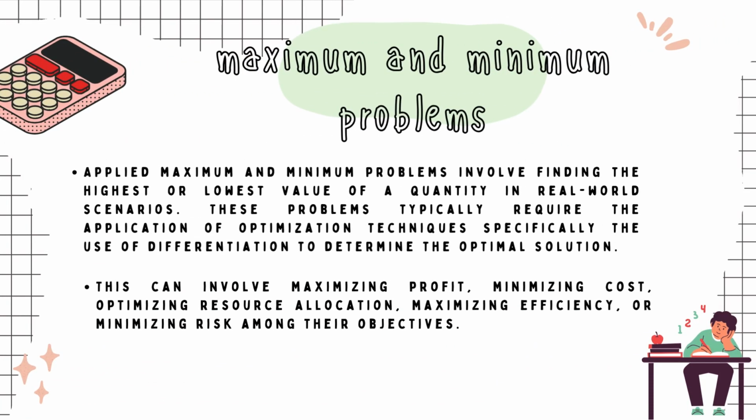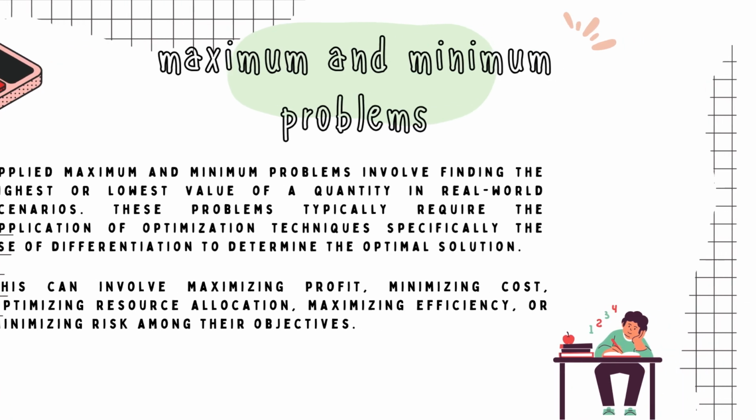Maximum and minimum problem. Applied maximum and minimum problems involve finding the highest and lowest value of a quantity in real-world scenarios. These problems typically require the application of optimization techniques, specifically the use of differentiation to determine the optimal solution. This can involve maximizing profit, minimizing costs, optimizing resource allocation, maximizing efficiency, or minimizing risk among their objectives.